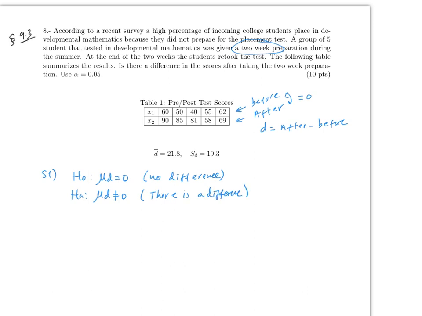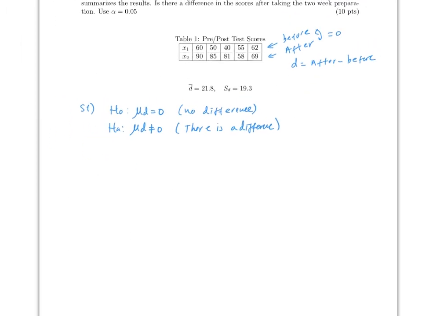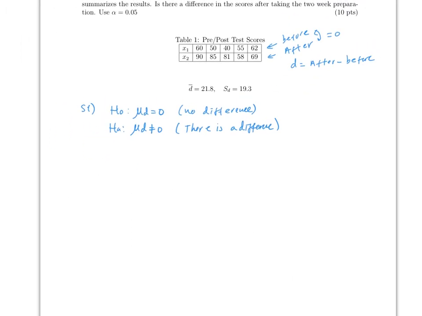This question is very similar to section 8.2, so the process is actually identical, except that this is dealing with two dependent samples. For step 2, T star is the square root of n times D bar over S D. Here n is 5, D bar is 21.8, and S D is 19.3. This is around 2.48.